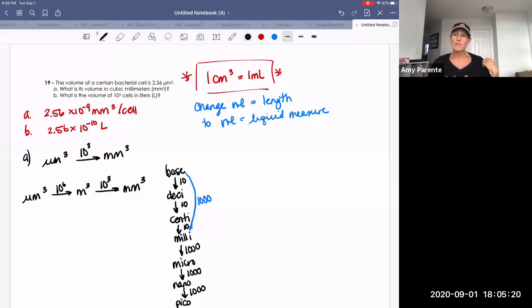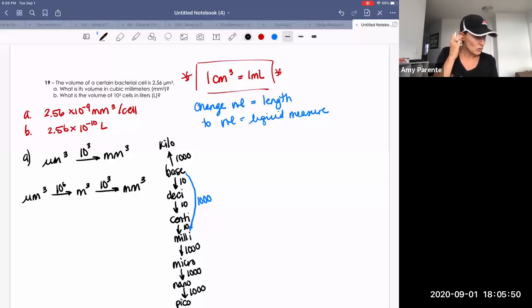Those are all 1000s. Now let's go up here, and we really don't tend to see anything bigger than kilo. So again, this is going to be a 1000 difference. Anything with deci, centi, milli, micro, nano, pico, those are 6 that we need to know. We keep getting smaller, smaller, smaller. And then the one that gets bigger is going to be base to kilo.